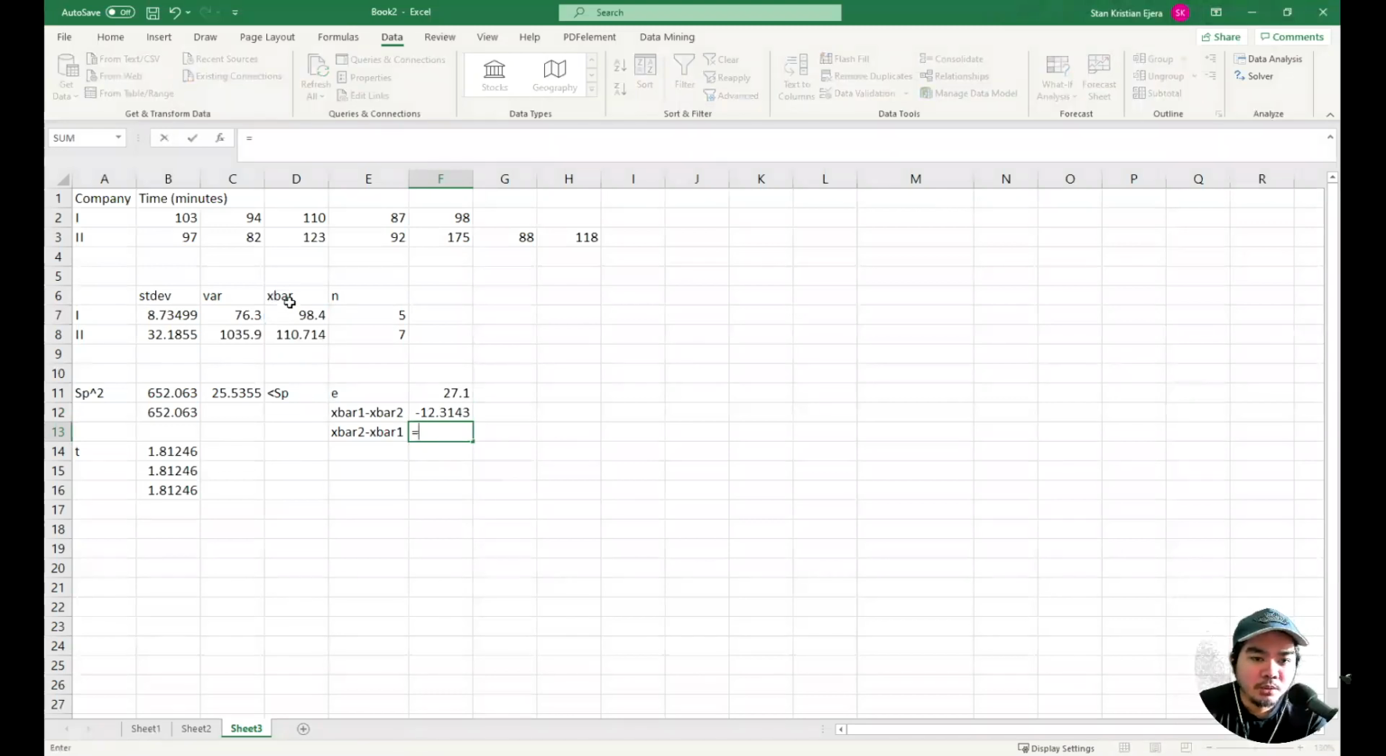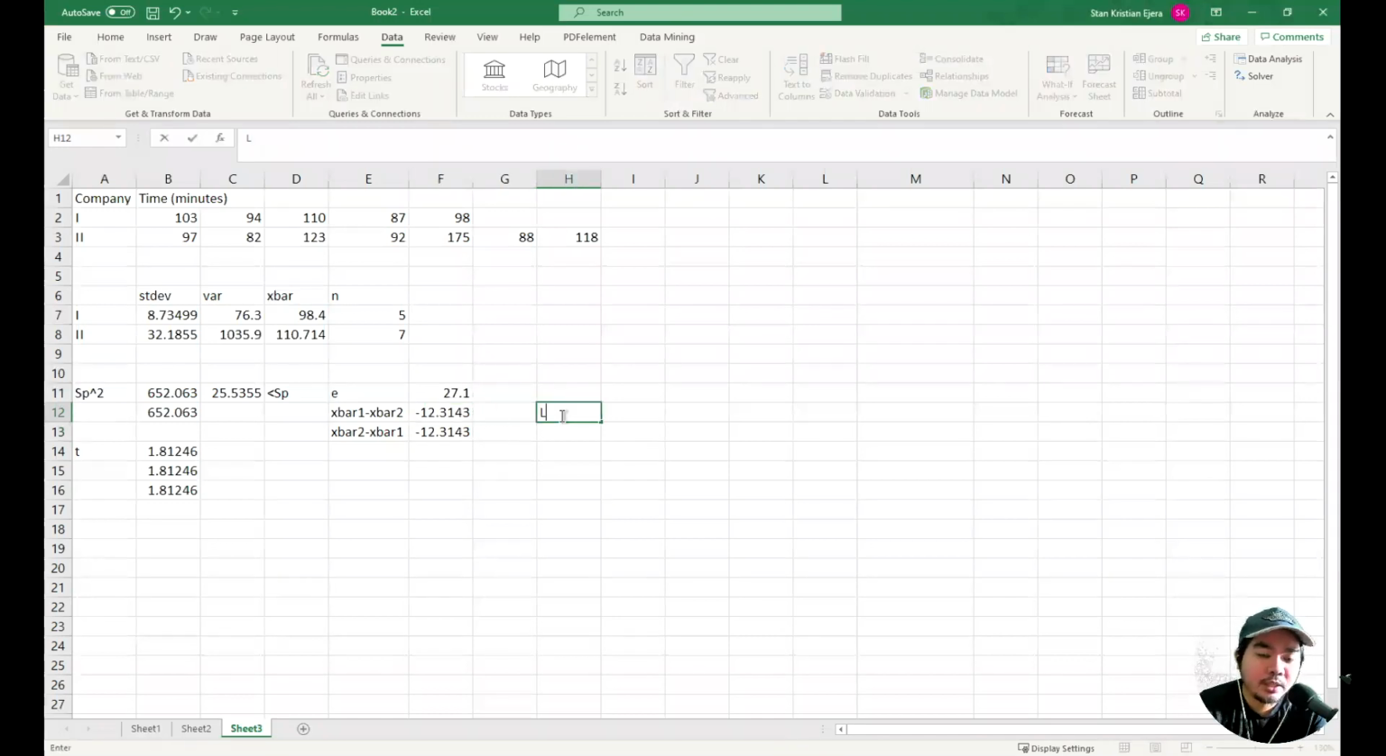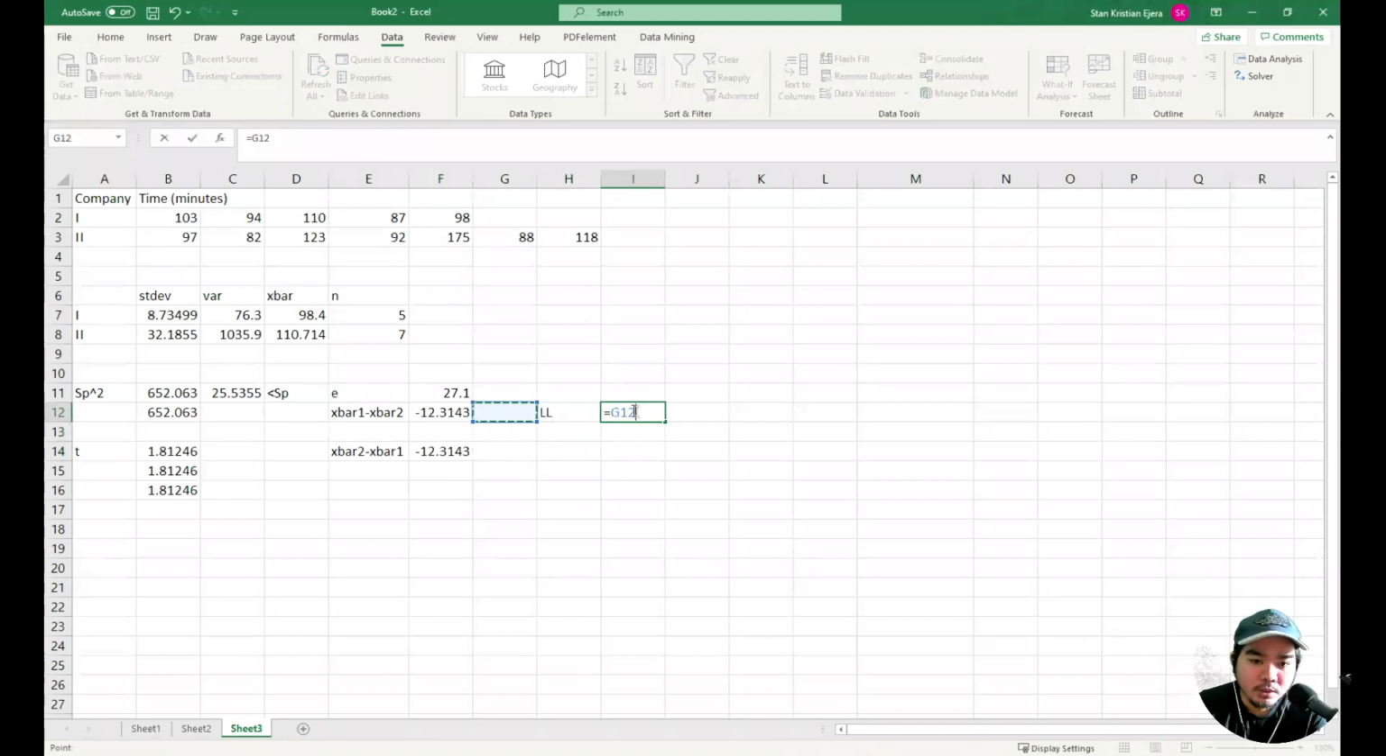It's x bar 2 minus, and let's do both cases. Like that. So our lower limit is, and later we'll move this, lower limit is equal to this one plus minus. Wait, one of them should be positive. Let's select that too.